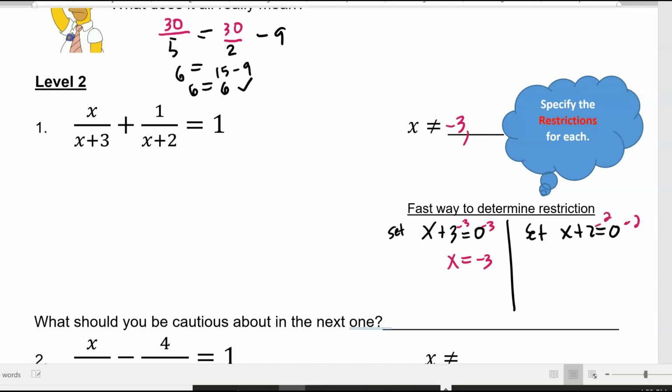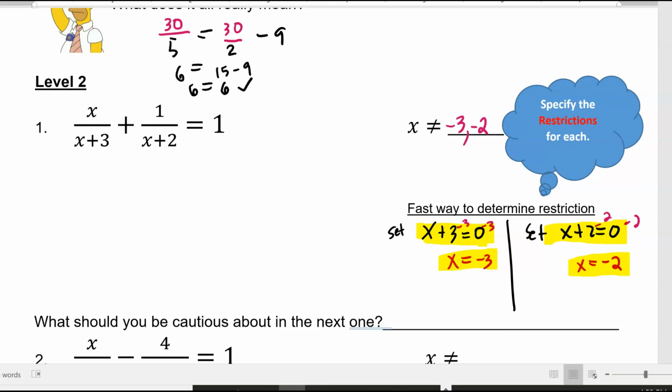And also negative 2. We do not want our final answers to be negative 3 or negative 2. Why? Because those are the numbers that will make our denominator 0. How do we know that? Because we just set it to 0 to figure out what x will make it equal 0, and we found it to be negative 3 and negative 2. Now let's solve the equation.